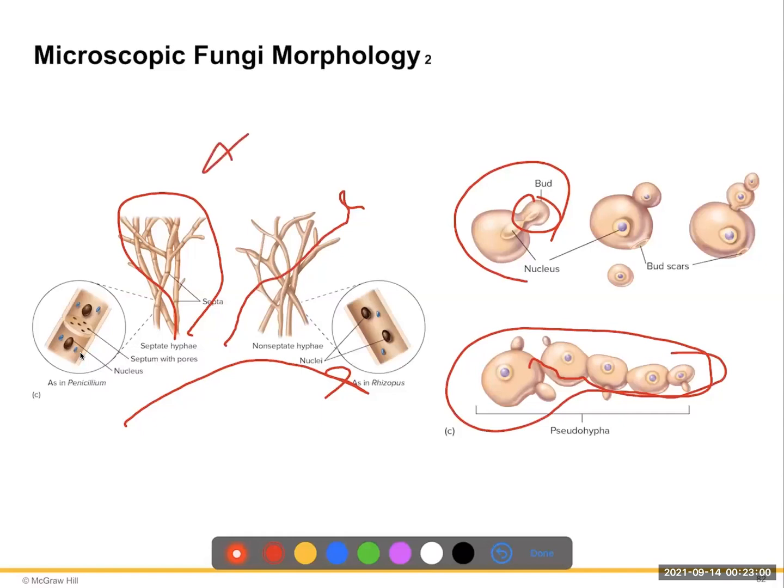My pen will work. Right there, right there. There's a little septa.